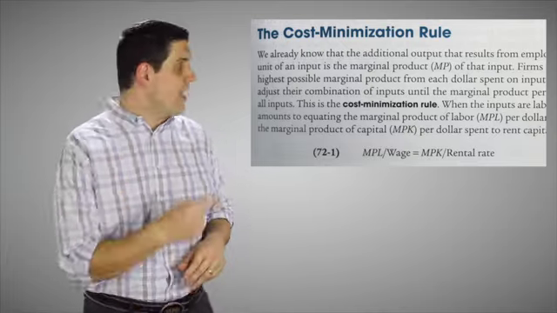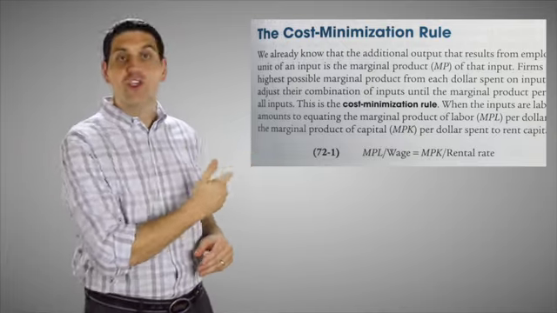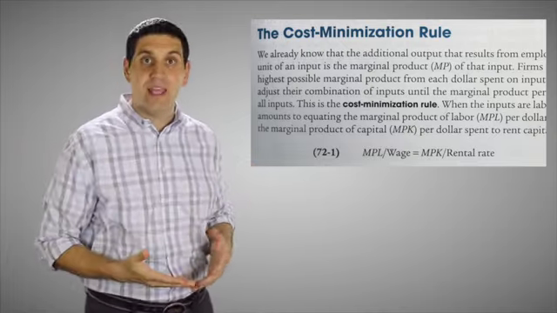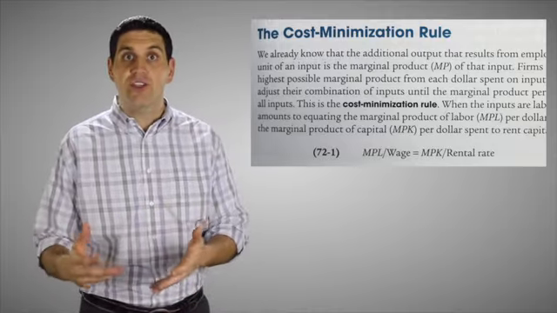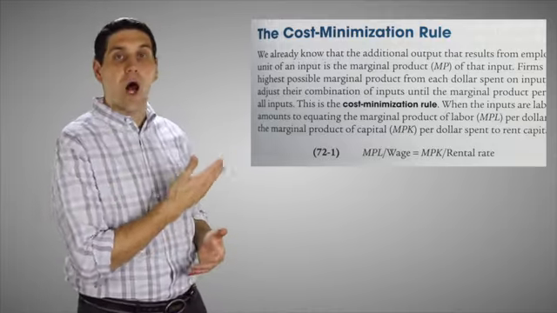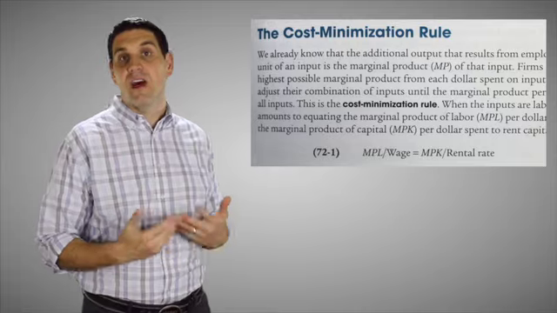Now, if that falls below the output per dollar spent for capital, then you should switch over and start hiring capital instead. The point is, if you want to minimize your costs, you got to make sure you look at the additional output produced divided by the price of that resource.